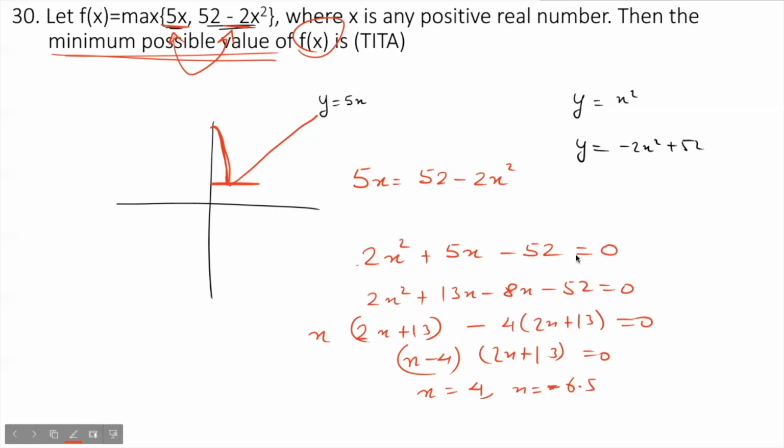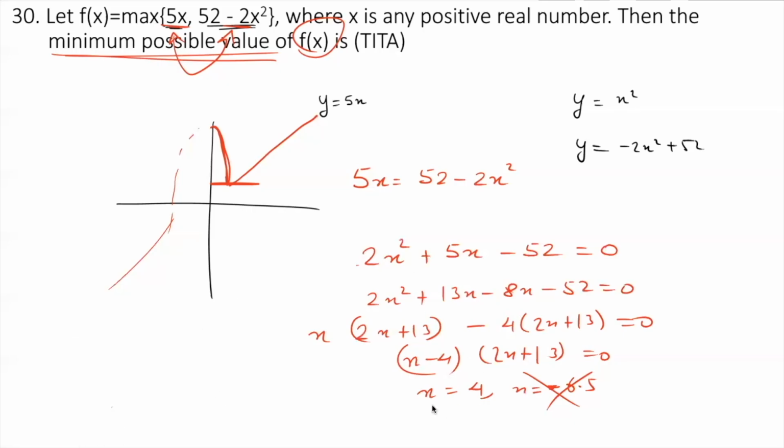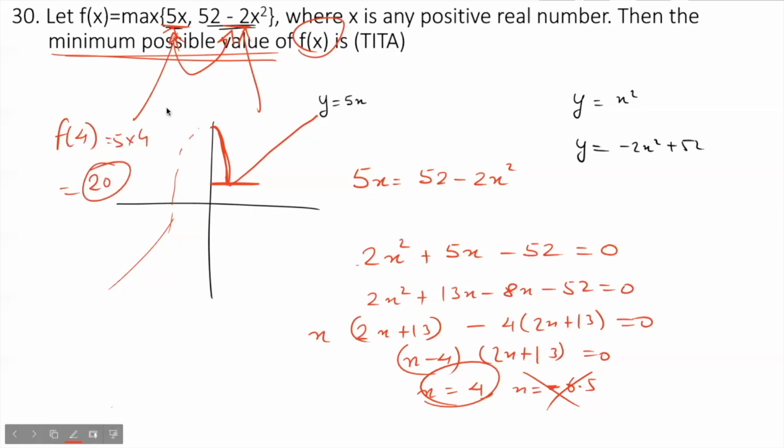Minus 6.5 or 4. But since x is a positive real number, forget about this. Of course, they're talking about this meeting point, which will lie somewhere over here, right? But we are not interested in that. We simply want to find out the minimum value of this particular function. And we have realized that minimum value will occur when x is equal to 4. So put x is equal to 4 in either 5x or 52 minus 2x square. You get the minimum value of f of x that happens at f of 4. So that will be 5 into 4, which is 20. So minimum value of f of x, your answer is 20.